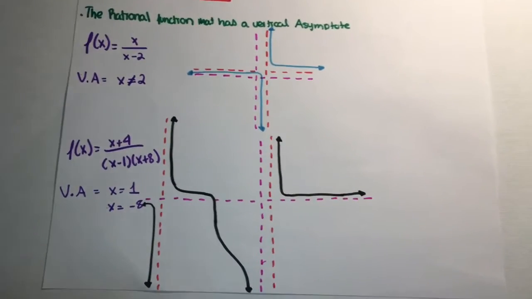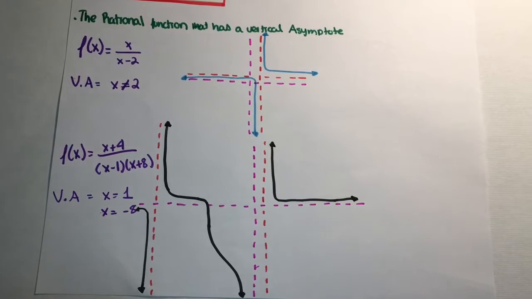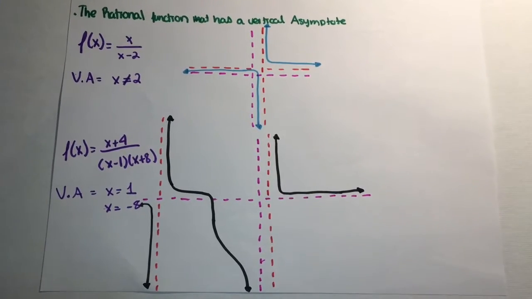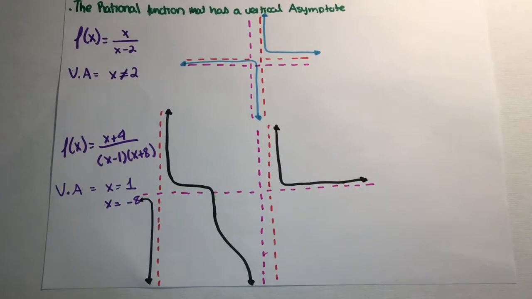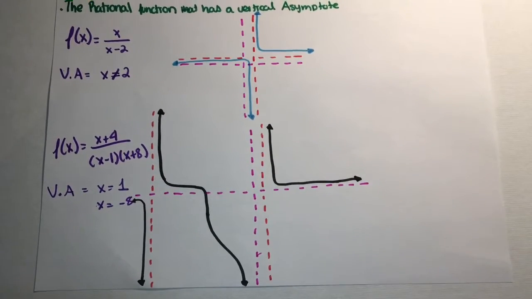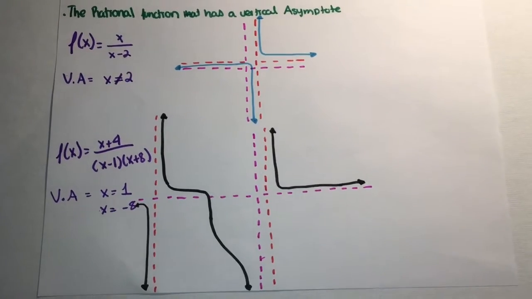As in the second example, f of x equals x plus 4 divided by x minus 1 times x plus 8, we have two vertical asymptotes, x equals 1 and x equals minus 8. And we can see in the graph that the graph will always approach very closely to x equals 1 and x equals minus 8, but will never cross or touch x equals 1 and x equals minus 8.